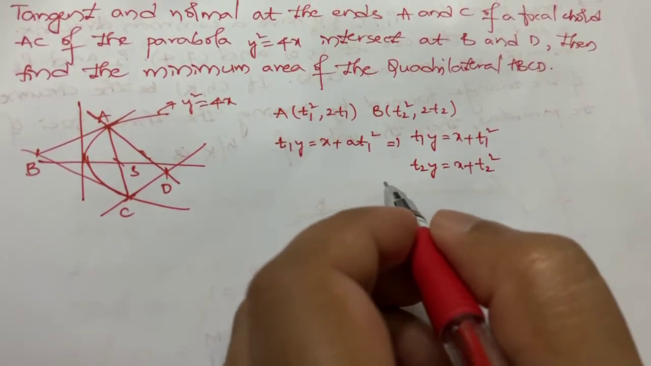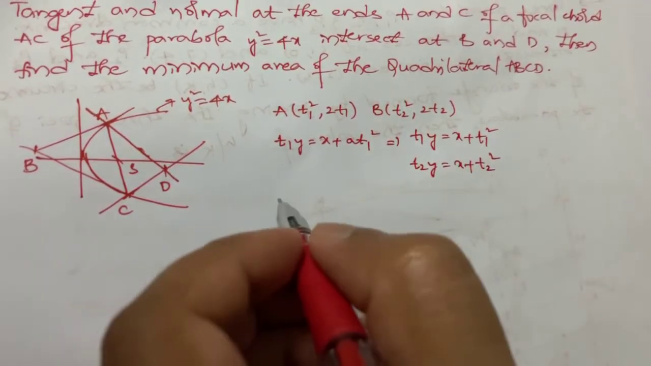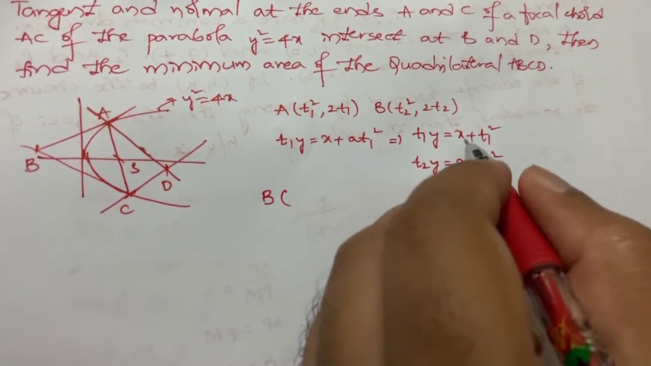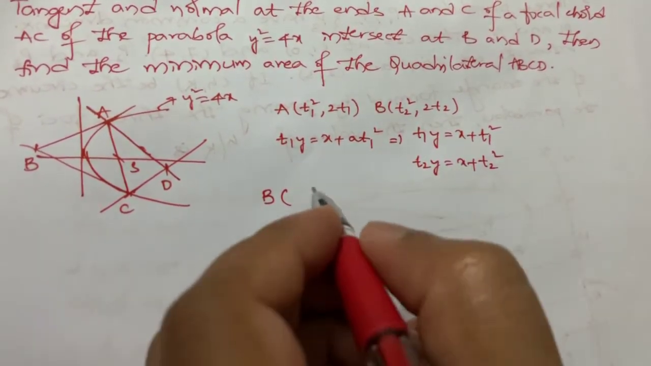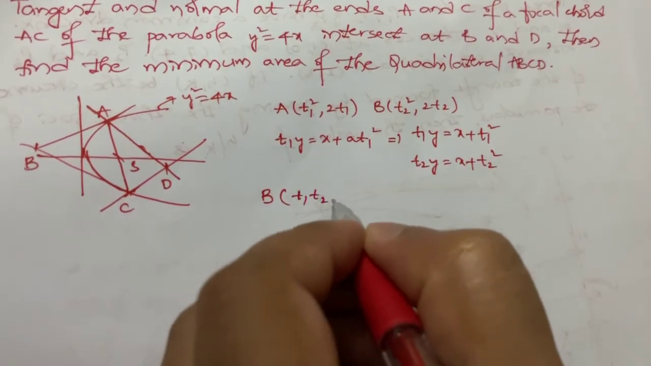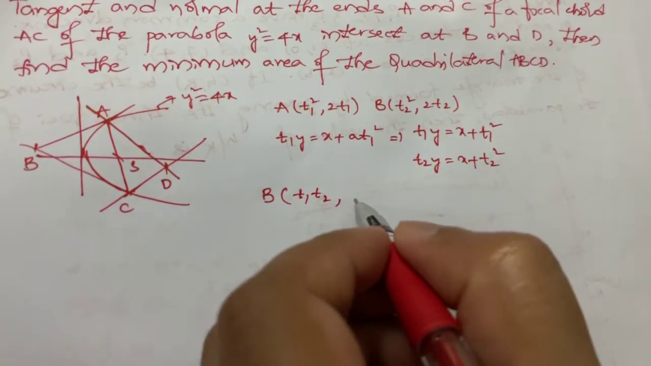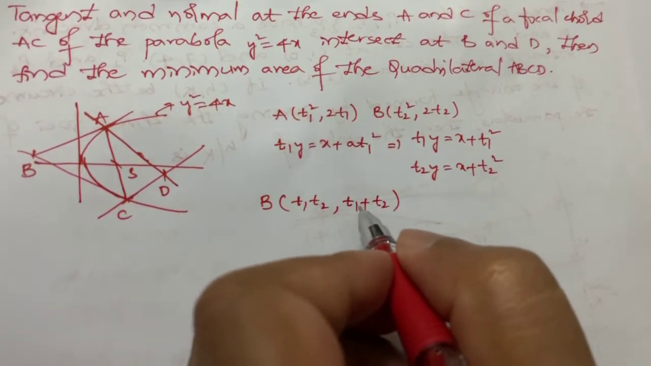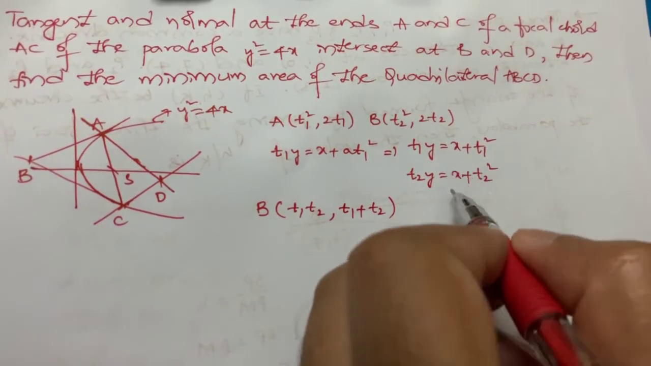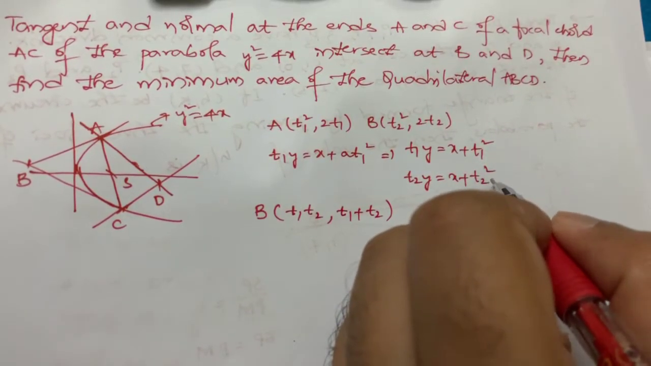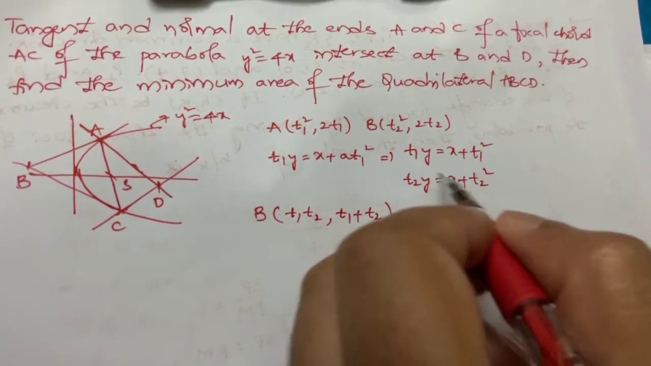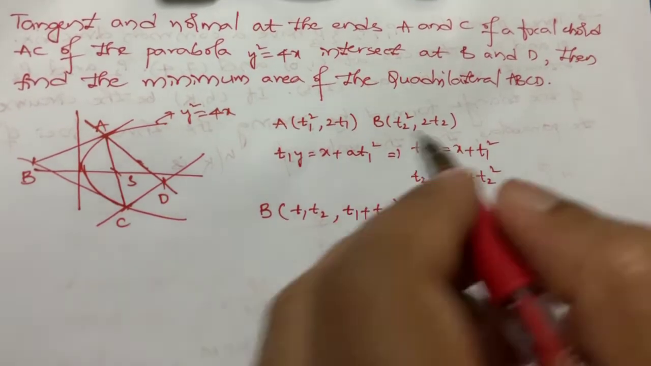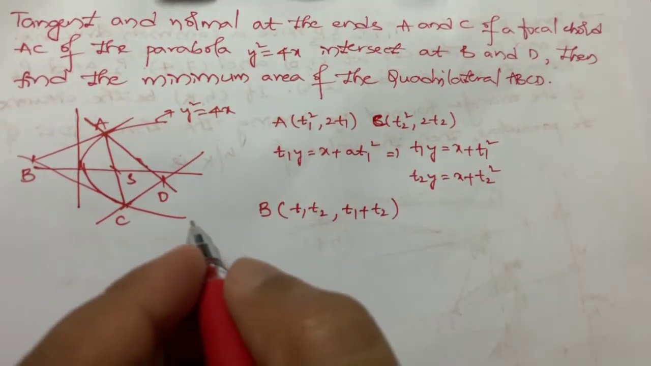If I solve for the point of intersection of these two, I will get the coordinates of B as (t1 t2, t1 + t2), because if I subtract these two, I will get y = t1 + t2. If I put y = t1 + t2, I will get x = t1 t2. So I got B. Again, I want to find D.